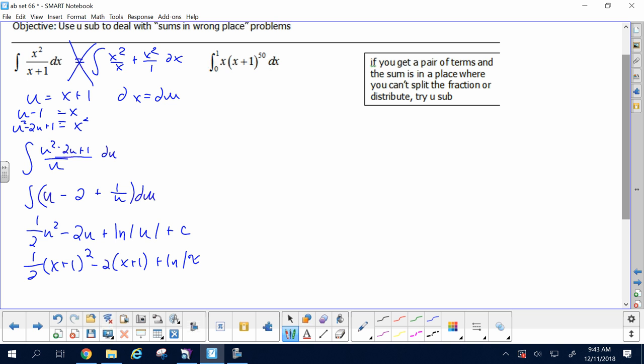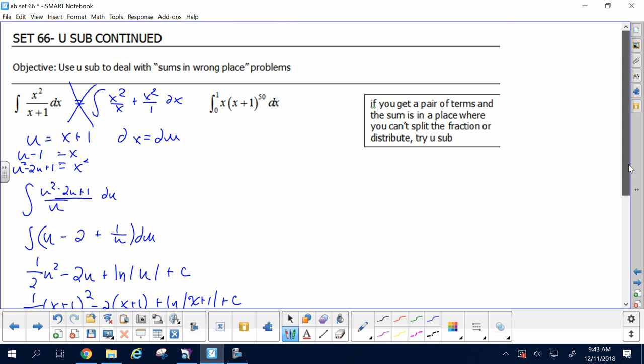Are we cool? All right. So if you get a sum in the wrong place, then you can help yourself. By the same thought process, try the second one. You have an unfortunate sum because I definitely don't want to take x plus 1 to the 50th power and expand. That's nuts. So if you can help yourself by changing where that sum is, that's the key. Remember, when you do a definite integral, you also change the limits to fit you.